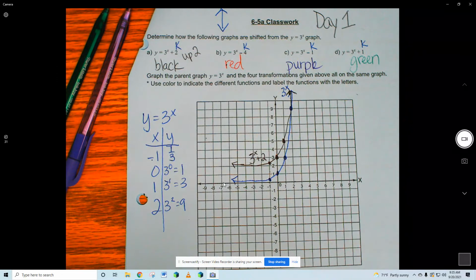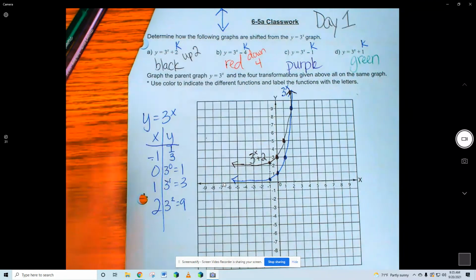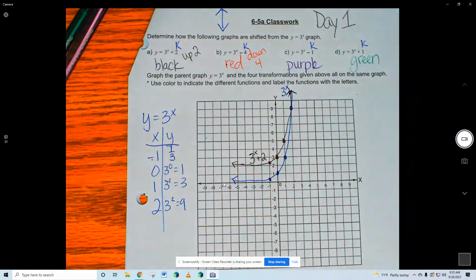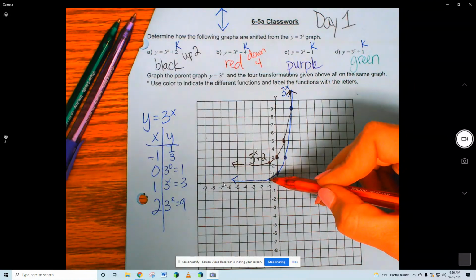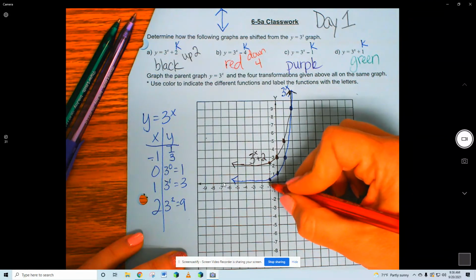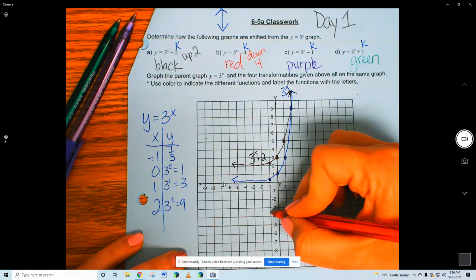Now I want to do red. Red means down 4. Are you guys with me? Am I going too fast or slow, or how is it? Okay. You're going to go down 4 from your parent function. My parent function is blue. So I'm going to make a movement of 4 boxes down. Every dot, blue dots, go back to your original parent function. 4 down. 1. Now I'm in the negatives. 2, 3, 4, like right there.